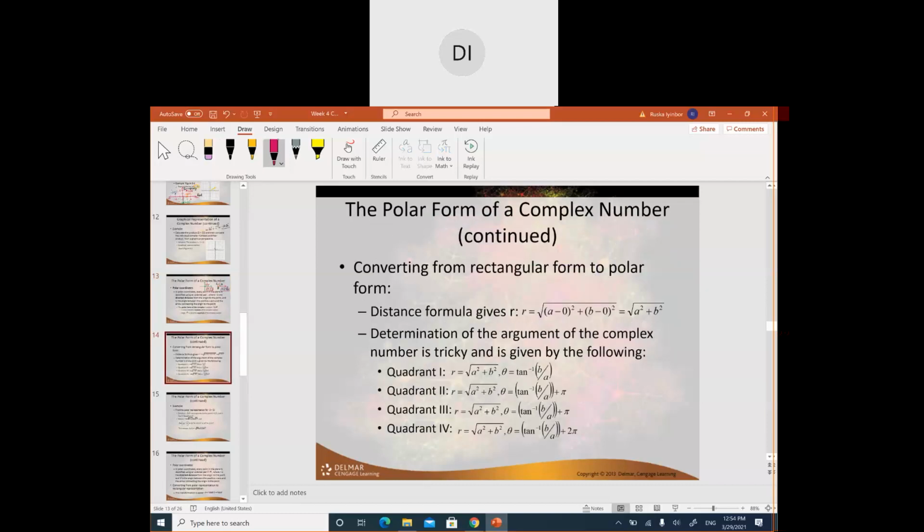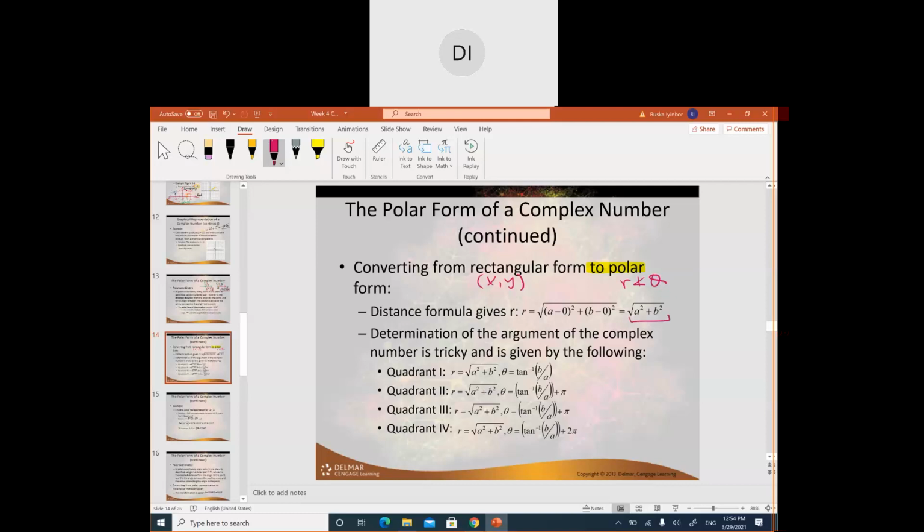Okay, then we're going to the formulas. So here we have converting from rectangular to polar. When you go to polar, it means you have x and y given, so the rectangular is x and y, and the polar is r and theta, right? So this is the formula. If I want to find r, I'm using this formula.